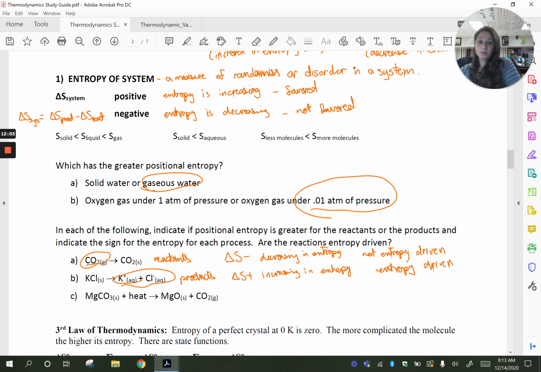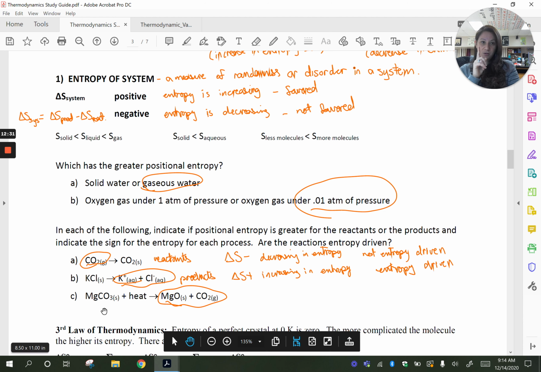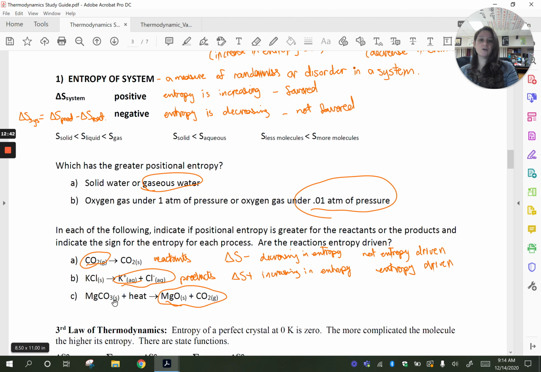Okay, next one. We have magnesium carbonate solid. I'm heating it, and it looks like it decomposes and turns into magnesium oxide and carbon dioxide. So what do you think? Which one has more entropy, the reactants or the products? Well, the products here have more entropy for two reasons. The first reason is that I go from one single particle on the reactant side to two particles on the product side, or you can think of it as moles. Moles are particles. 1 mole here to 2 moles here.